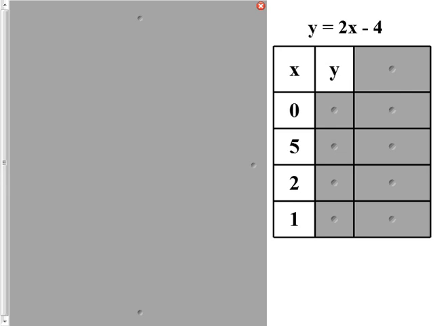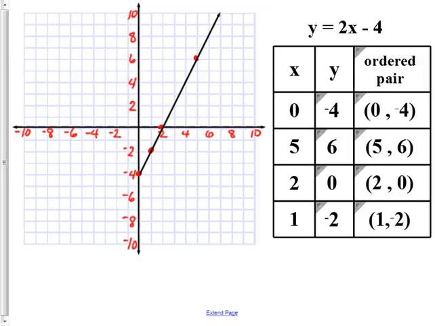Here's another example, 2x minus 4. See if you can fill out a function table using 0, 5, 2, and 1 as your x values, and then see what your graph is going to look like. Okay, here's what you should have. Again, this one is going to make a straight line.